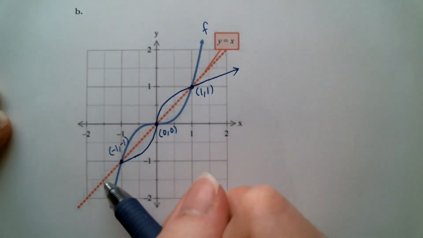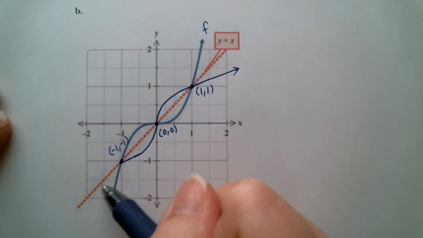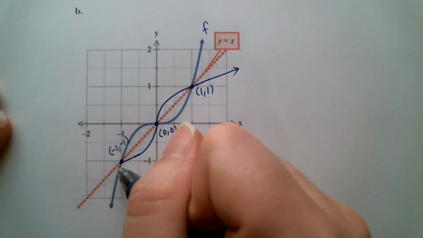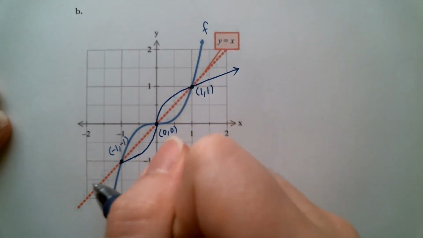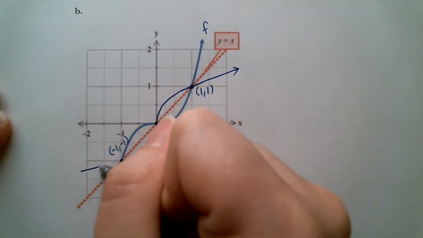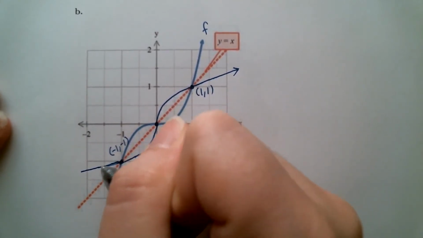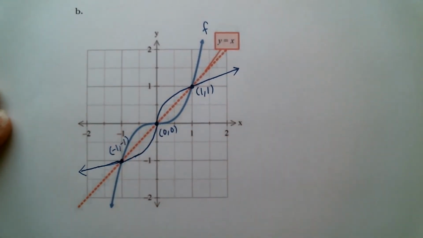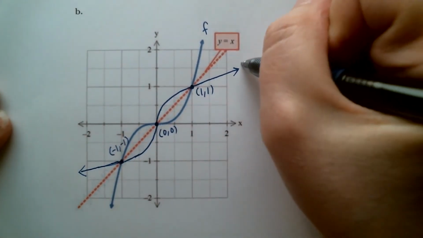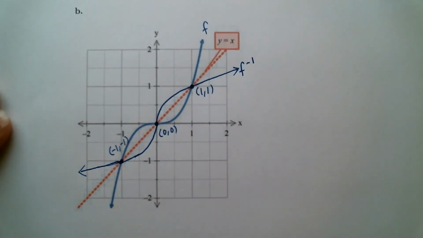And then lastly, let's look at this square. Fold the sheet of paper along the red dotted line. Where does this piece go? Okay, it's going to do something like this, okay? And so this is going to be your inverse function, okay?